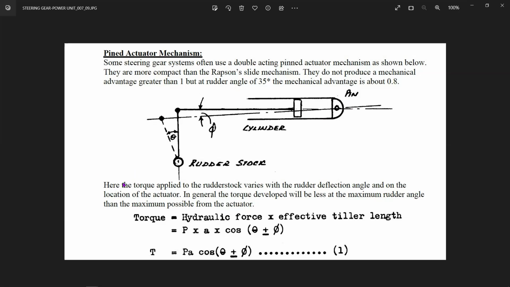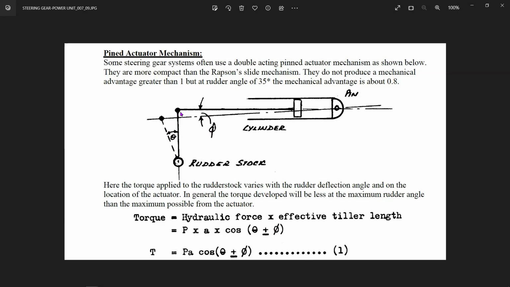So basically, as the rudder angle increases, the torque for the actuating system, that means the power pumps, everything, reduces. Here, the torque applied to the rudder stock varies with the angle of deflection and the location of the actuator. As I remember, this is a pin that can go either upward or downward depending on the angle of the rudder. Therefore, torque is equal to hydraulic force into effective rudder tiller length, so PAN into cos of phi plus or minus theta. Phi is the angle of the cylinder, and theta is the maximum rudder angle.